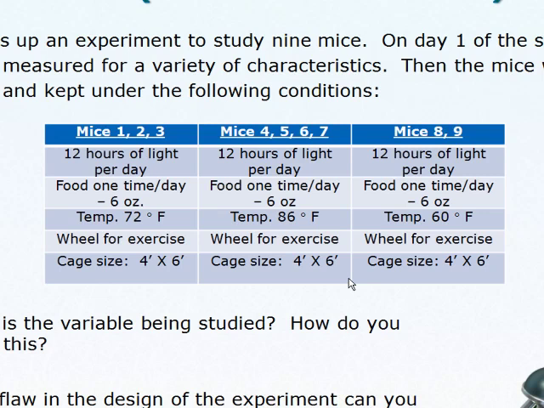In cage 2, he placed mice 4, 5, 6, and 7. There were 12 hours of light per day, 6 ounces of food 1 time each day. The temperature was 86. There was a wheel for exercise, and the cage was 4x6. In cage 3, he placed mice 8 and 9: 12 hours of light per day, 6 ounces of food 1 time each day. The temperature was 60. There was a wheel for exercise, and the cage was 4x6.